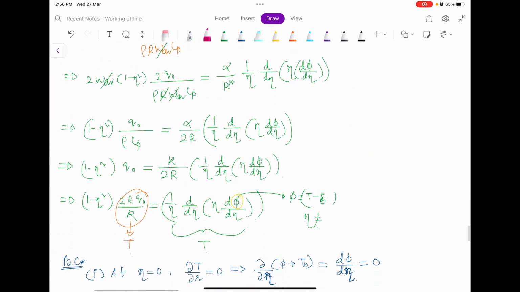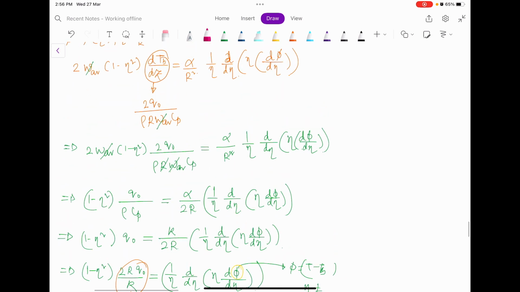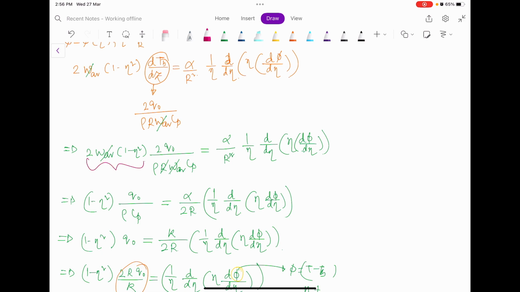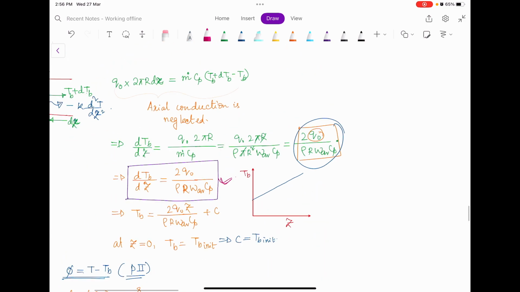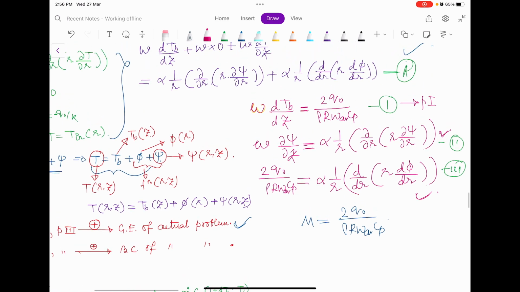Sorry, so this is W into this, right? W into this. So this was the governing equation of the phi. So here I have a W here. See that this is the beauty, that if you make any mistake, then either mathematics or physics will tell you that yes, you have made some mistake.